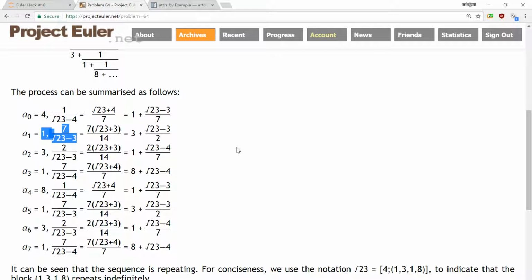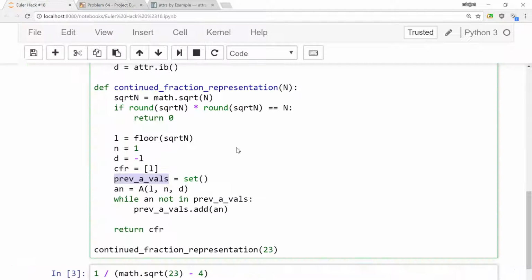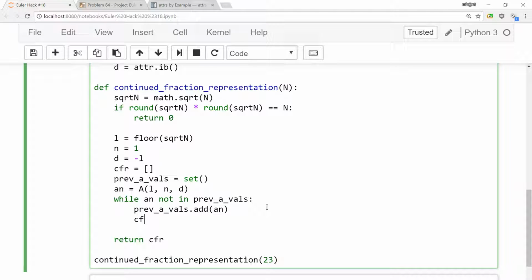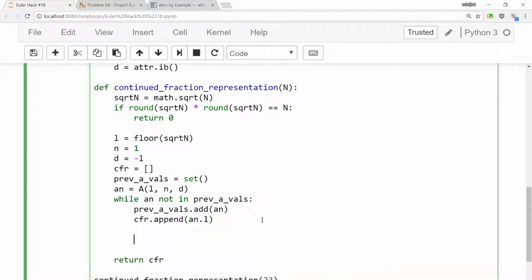Or a set. It's a set. So I guess I start off with not putting it in there, and then I put CFR append L, an.L. Yeah. So now all we need to do is do an equals big A.